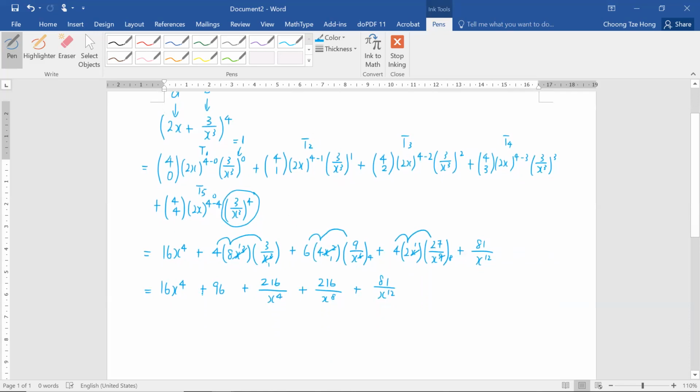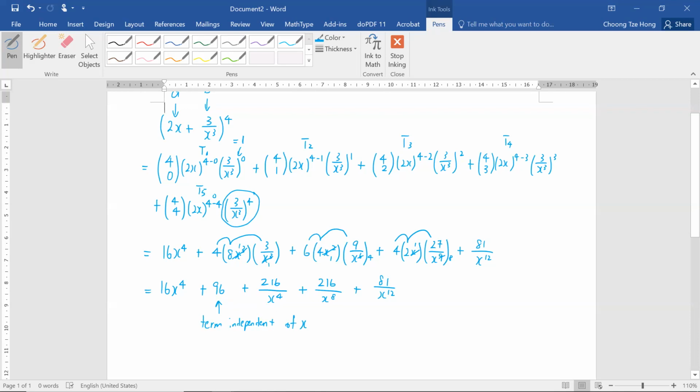So if you look across this row of terms, this one is an x to the power of 4 term, because it's 16x^4. The next term doesn't have an x. So this is what we call a term that is independent of x. That means when you expand out, the term doesn't have an x.